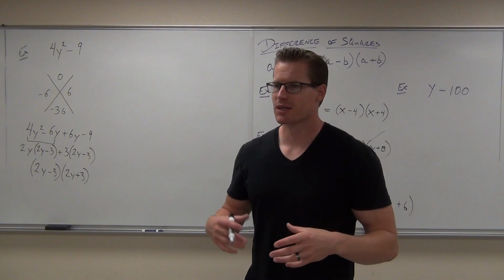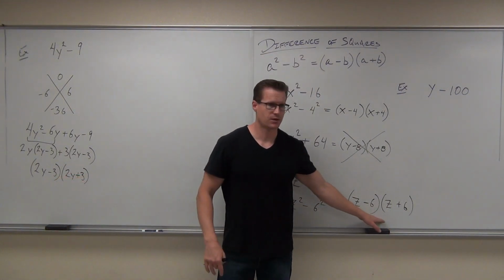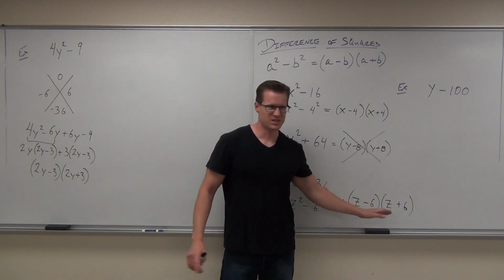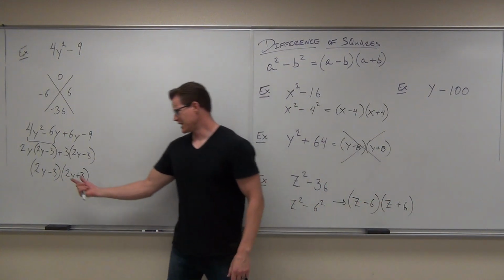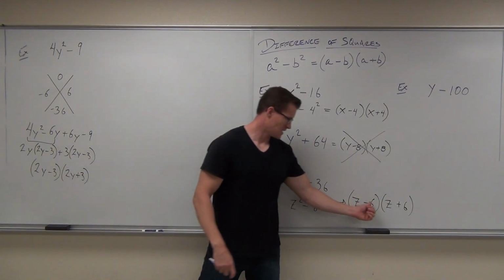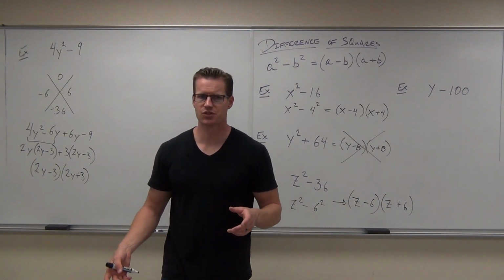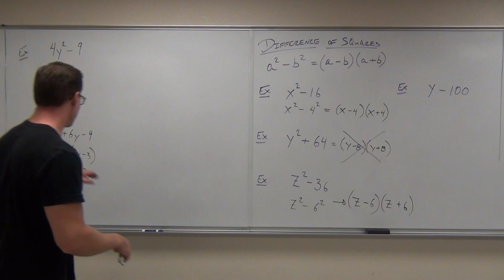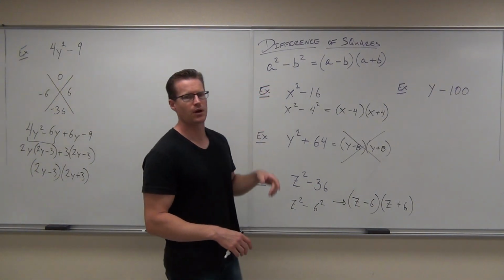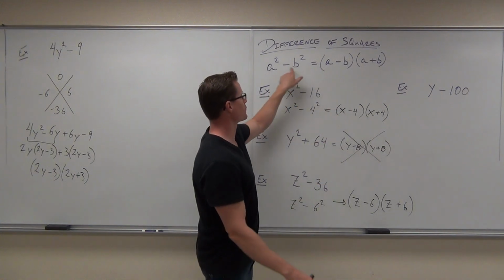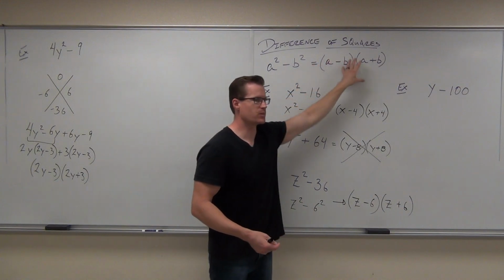Here's what I want to know. Did you guys see the similarity in the answer between this one and this one? See how we have the same first terms, 2y and 2y? Here we had z and z. We have the same last terms, 3 and 3. 6 and 6, only the signs are different between them. That idea signifies that we have this difference of squares. Now, can we get this answer without doing all this work? Oh yeah, that's what that's for. This says that any time you've got a difference of two squares, we can do this pattern, this formula.